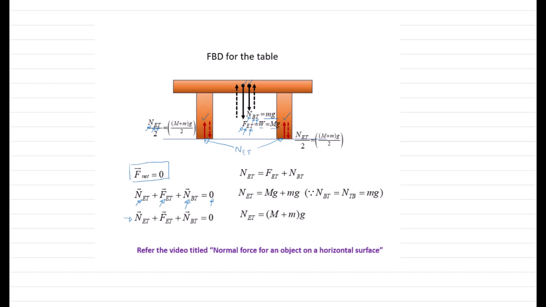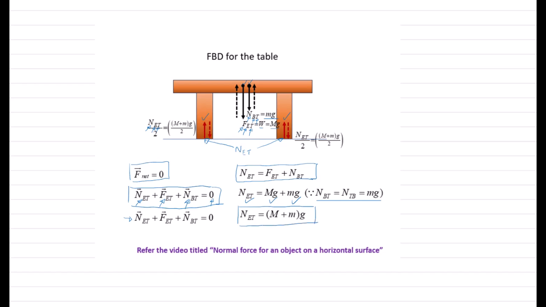Now, for the three vectors to satisfy the condition that their vector sum is equal to zero, that is possible only when this condition is met. That means the vertically upward force magnitude will be equal to the sum of the magnitudes of the vertically downward forces. Which means NET should be equal to FET, which is capital MG, and NBT, which is small mg. Because from the earlier equilibrium condition and the free body diagram for the book, we have seen NBT equals NTB equals mg, and therefore the condition is NET should be equal to (M plus m) times g.